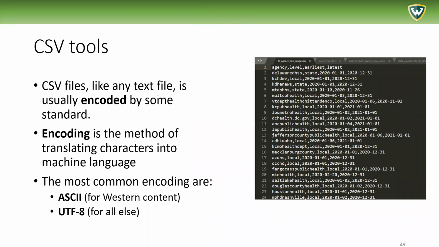CSV files, like any text file, are usually encoded by some standard. Encoding is the method of translating characters into machine language. Every basic text file has a kind of encoding that you need to be aware of. The most common encodings are ASCII for Western content, and the other one is UTF-8. This is very common nowadays, and most data are encoded this way, but it's important to know how it is encoded so your program can translate the content into its right format.